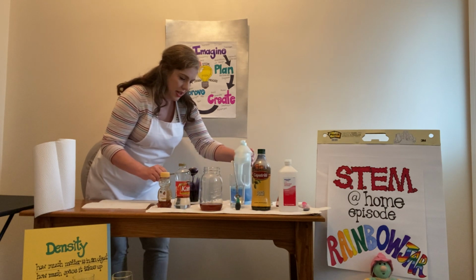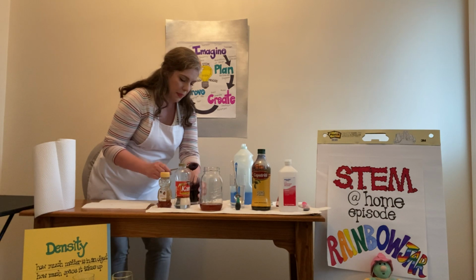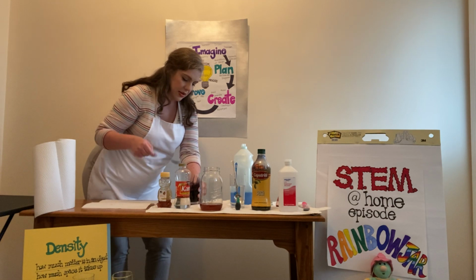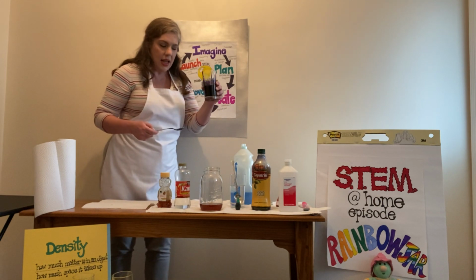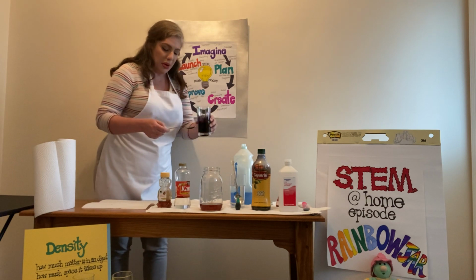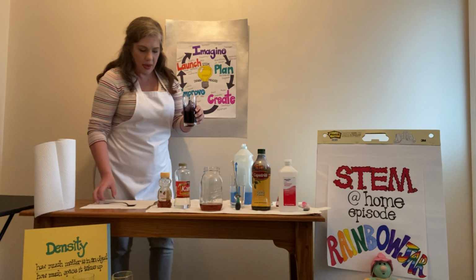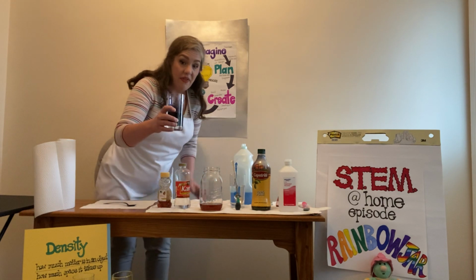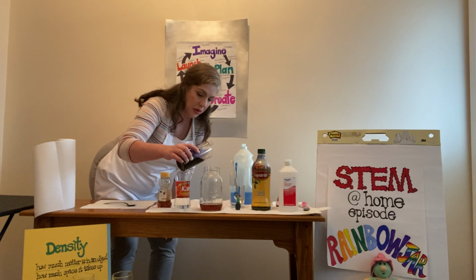My dish detergent is next, but that's a kind of big container, so I'm just going to slide it over for a moment. Okay, so now it's important that you use separate glasses to mix the food coloring before you pour it into the actual rainbow jar. Okay. So now, being very careful, I'm not going to get it around the sides, just in the middle.